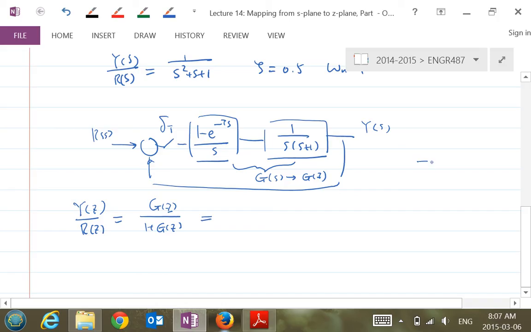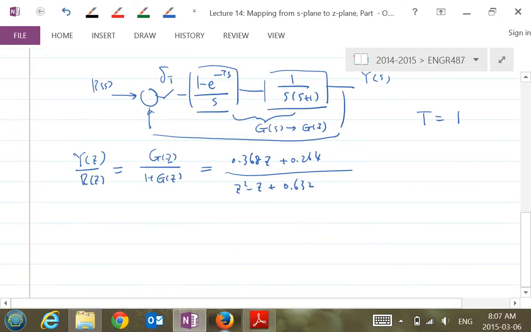Suppose that we're sampling using T equal to 1 second. By going through the procedure, you end up with this pulse transfer function. In this case, the poles are determined by this denominator. If you set the denominator equal to 0, you can find your poles, which are this.